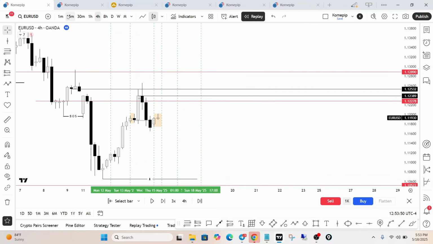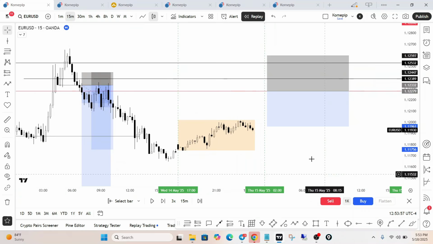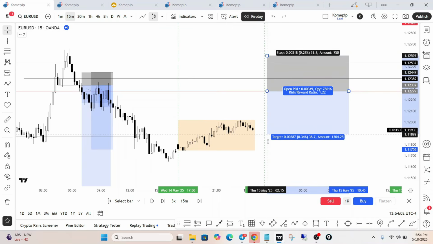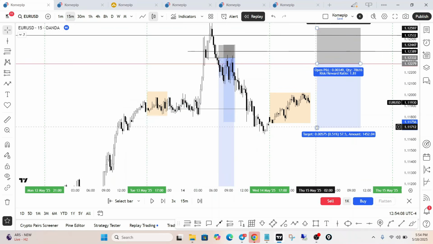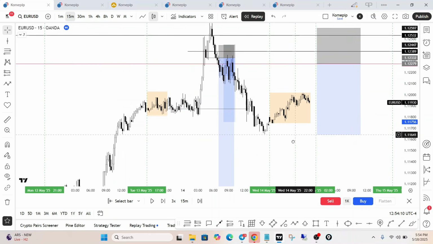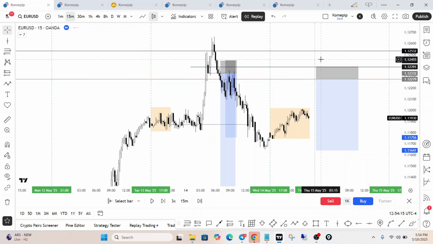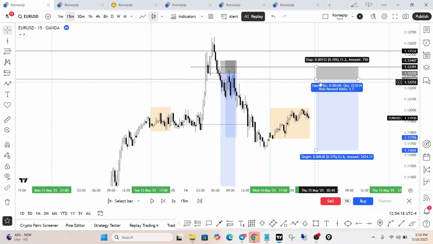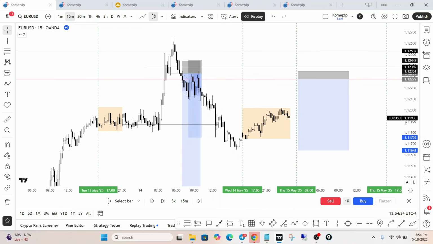So let's go to the 15 minutes. Like I said, we can start looking for entries from the zone, wait for our timing, and of course we can take profit right there. We'll put our stop loss a little bit right there. My stop loss can even be here. Okay, let's do that.